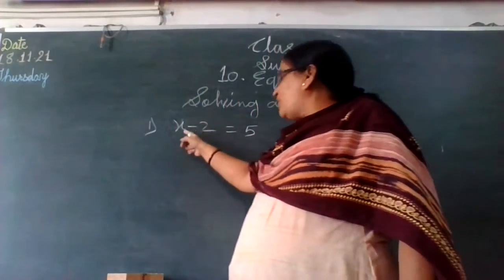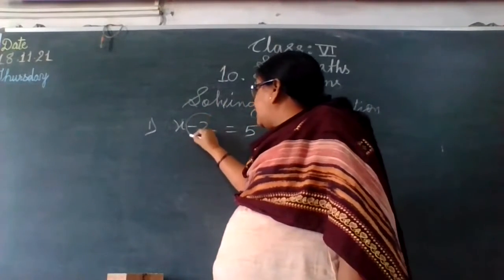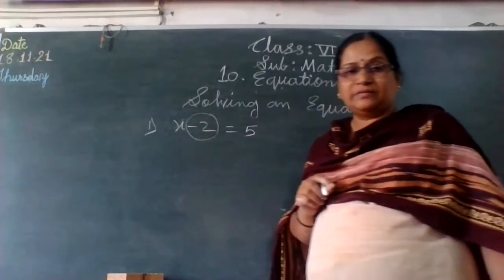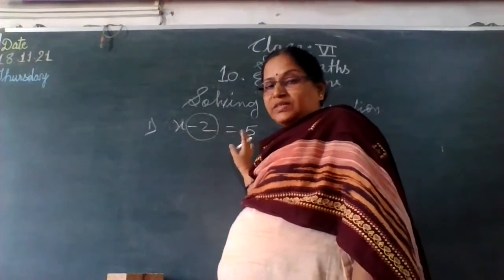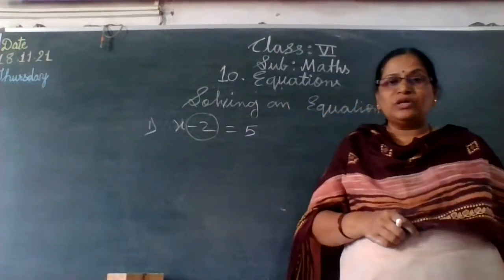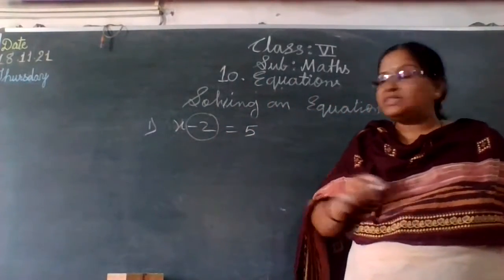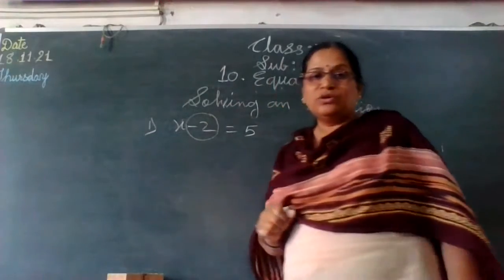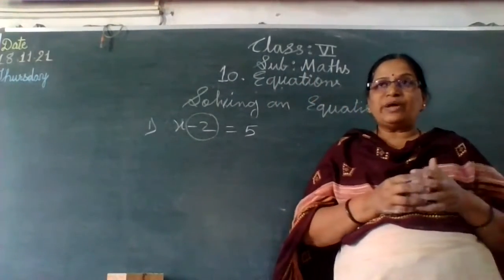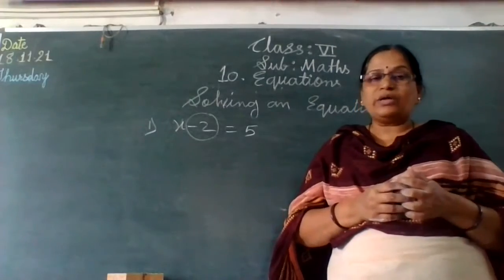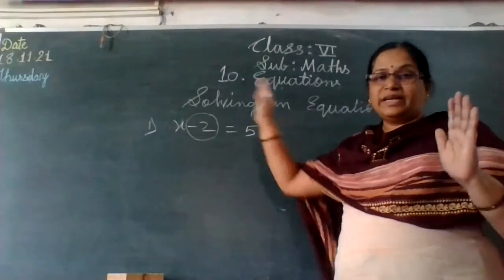So to find the value of this variable, you have to move the other quantities away from it, meaning you have to move minus 2 from this side. How to move it so that only x is left in the left hand side? See children, it is minus 2, so you have to take its opposite. What is the opposite of minus 2? Plus 2. But you have to add 2 on both sides, left side and right side.